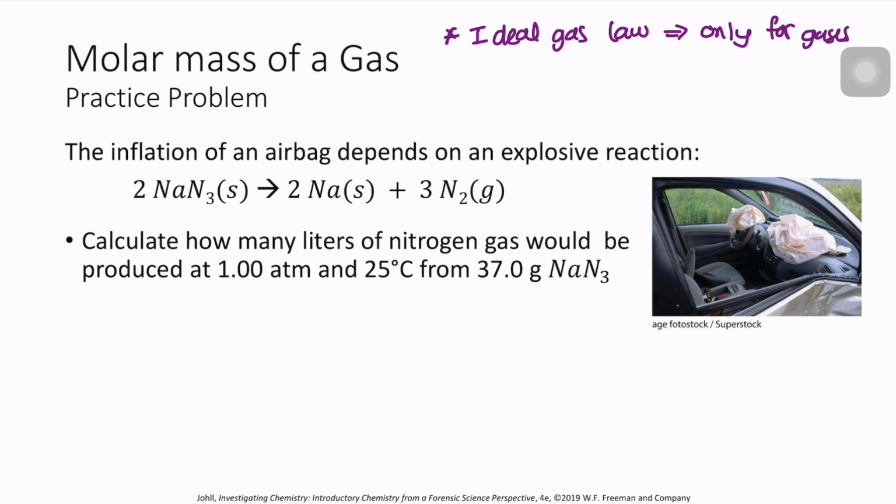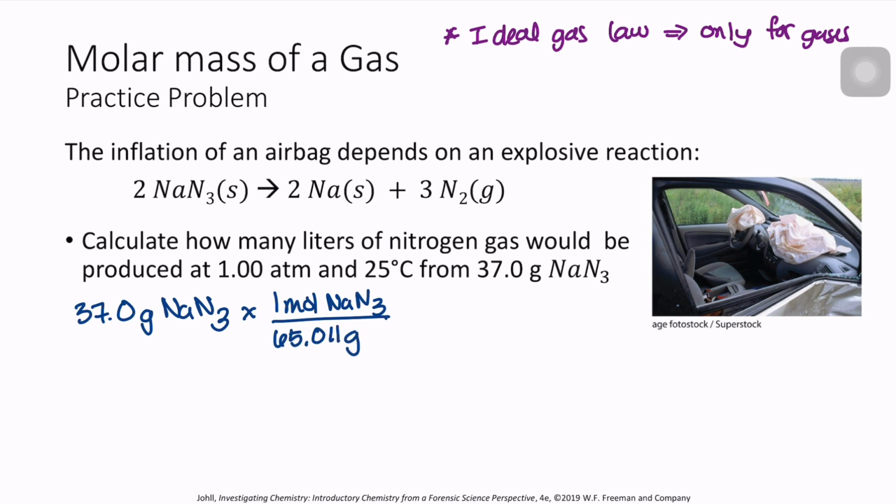So I'm going to start with my 37.0 grams of sodium azide and multiply that by the molar mass. Go ahead and get your calculator out and multiply by the molar mass. All right, what do you get? I get 1 mole over 65.011 grams of sodium azide.